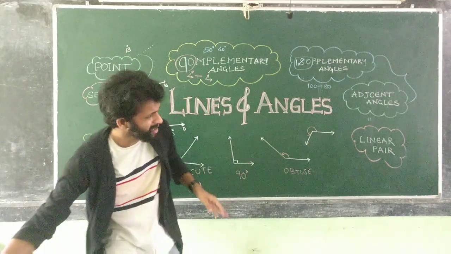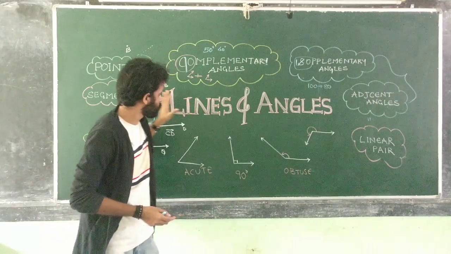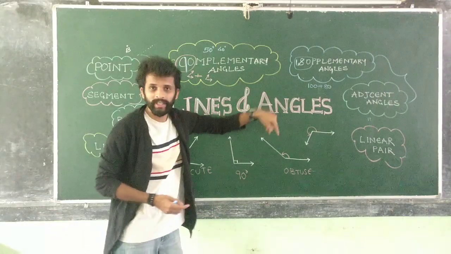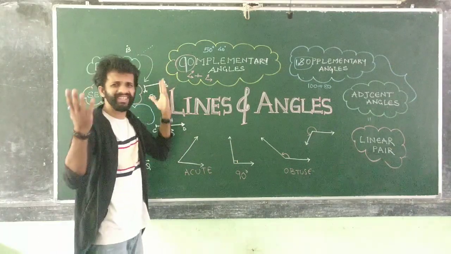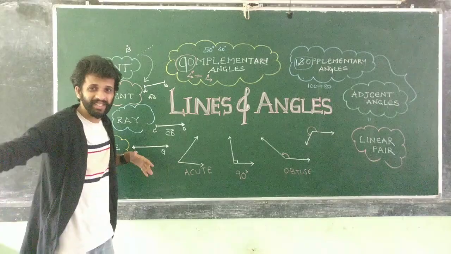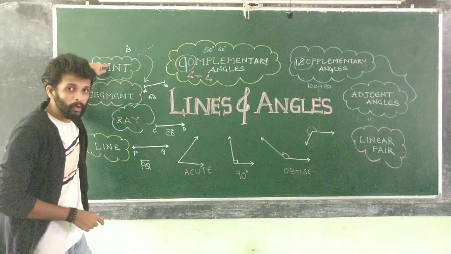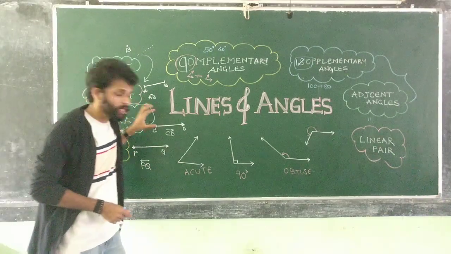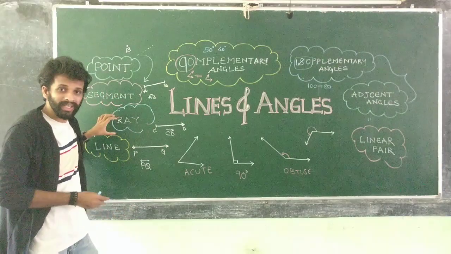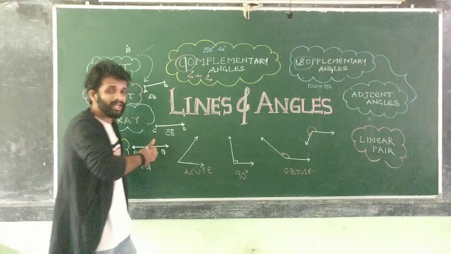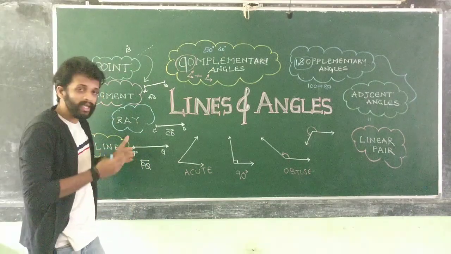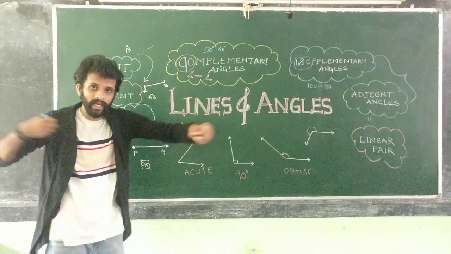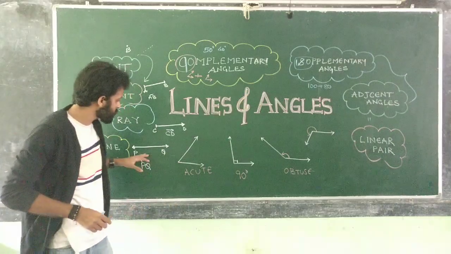So I hope all these lines and angles are very clear. We learned what we studied in this entire big class. We studied about a point, a segment, and then a ray. It starts from a common point, has a start point, and then keeps on going. A line is a collection of points extending on both sides.